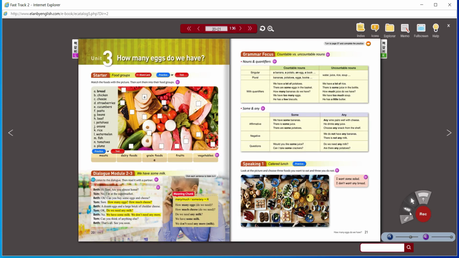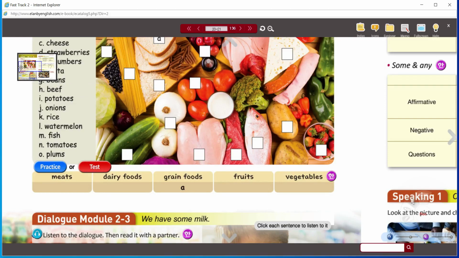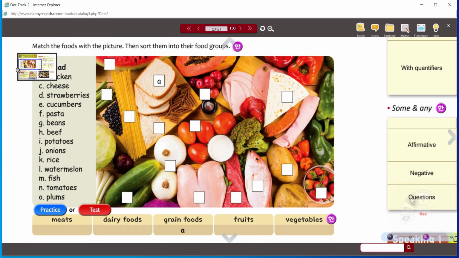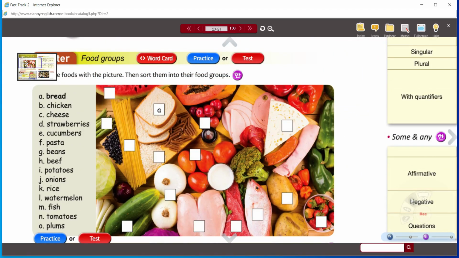So what I would like you to do is turn in your books to page 20, and we're going to review all the foods that we know of. And what we're going to do is have you fill in these squares with the letters of the matching words. So if you look at the first one, this picture here we have of white bread. Somebody has already included the letter A. So they've matched the picture with the word.